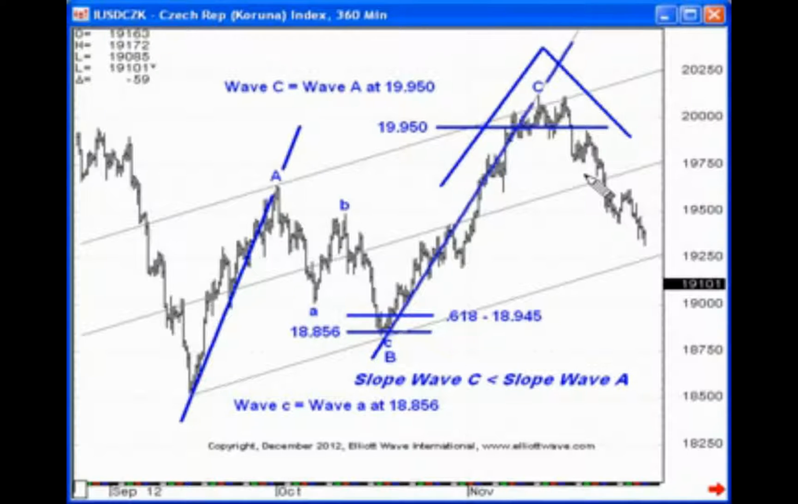So in a zigzag, we like to see the slope of wave C be less than what was experienced in wave A. This will help you identify the maturity of the move, the termination of the move, and actually corroborate that you're identifying this pattern successfully as a zigzag. Because as you know, if we were working with a developing impulse wave, the substructure would be very similar. In fact, it would be almost identical.